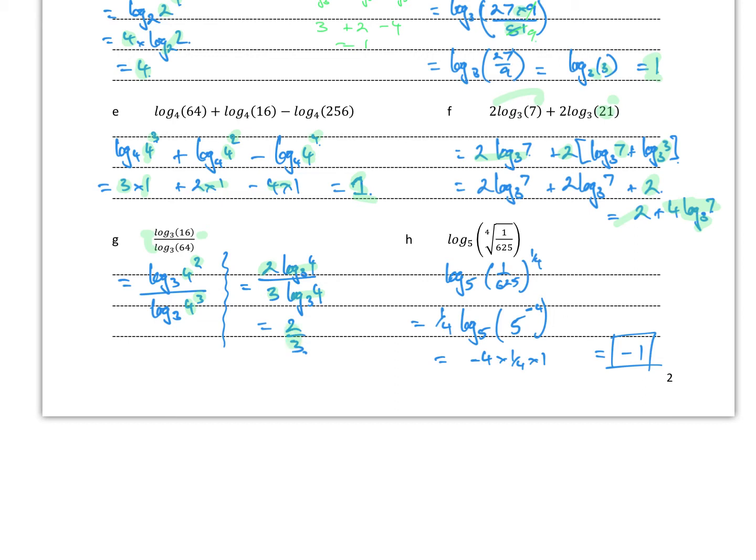Similarly, it's the 4th root of 1 over 625. So that's 1 over 625 to the power of a quarter. Quarter can come out the front. 1 on 625, or 625 is 5 to the 4. And so that gives me a 5 to the minus 4. So again, the negative 4 can come out the front. Negative 4 times a quarter times the 1, which is the log base 5 of 5, gives me a negative 1 in total.